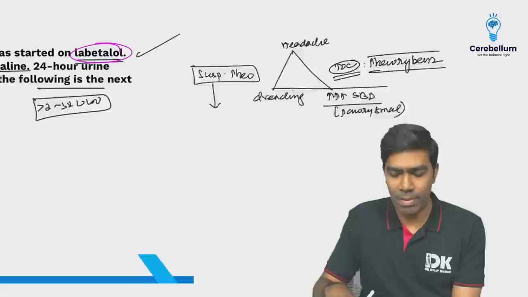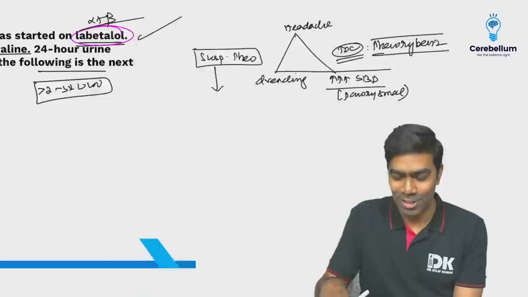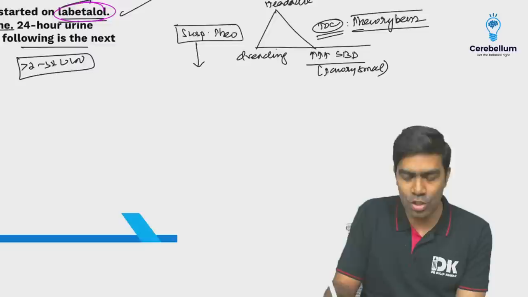So why is labetalol so advantageous in pheochromocytoma? Because it's a combined alpha and beta blocker at the same setting. So it's good actually. And it's a non-selective beta blocker also. So whenever you are suspecting pheochromocytoma, what you need to do? You need to do urinary metanephrines. Metanephrines is the next step. That's what you need to do.